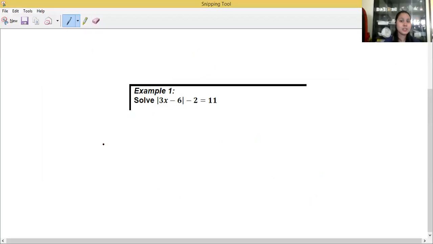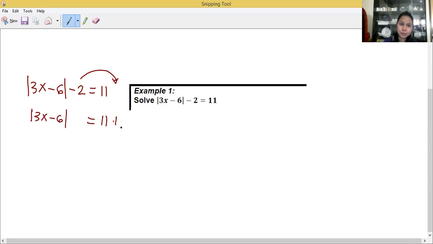For example, like this one. We have absolute value of 3x minus 6 minus 2 equals 11. Step 1. Transfer all the numbers to the other side so that the absolute value will be the only one left. So we have the absolute value of 3x minus 6 is equal to 11 plus 2. That is 13.